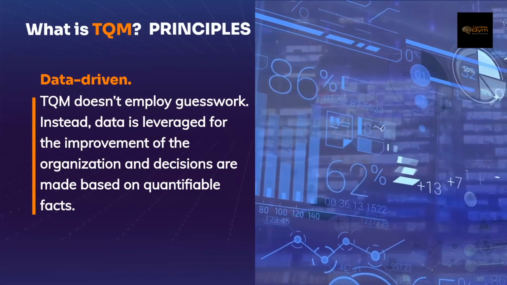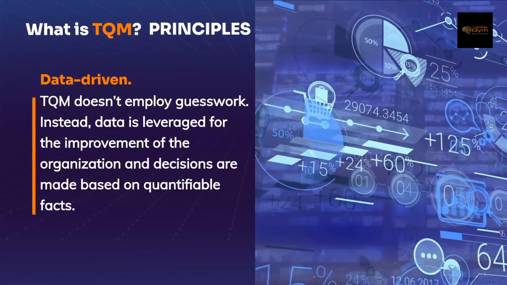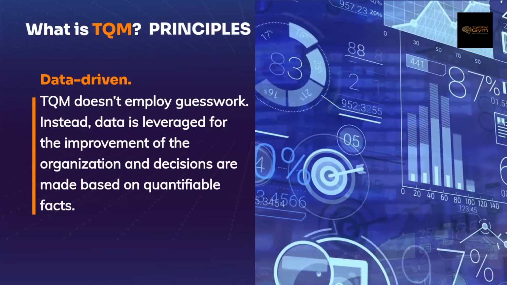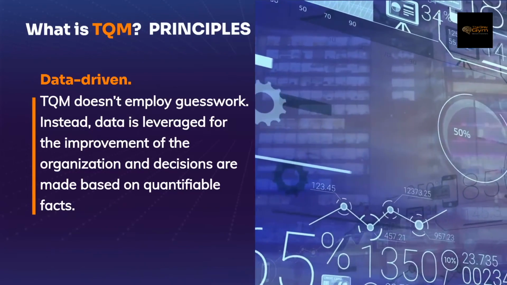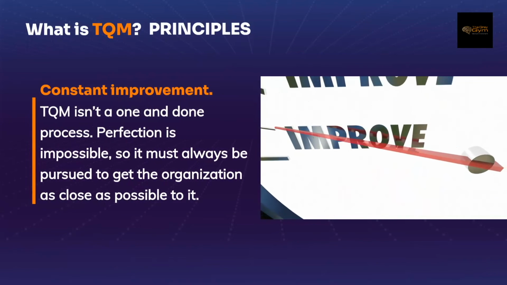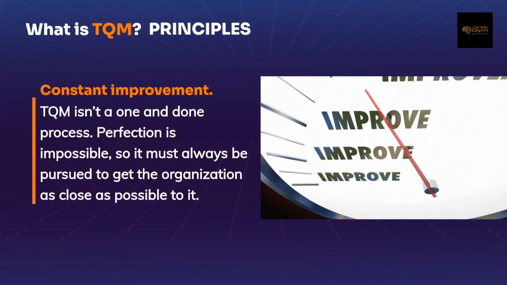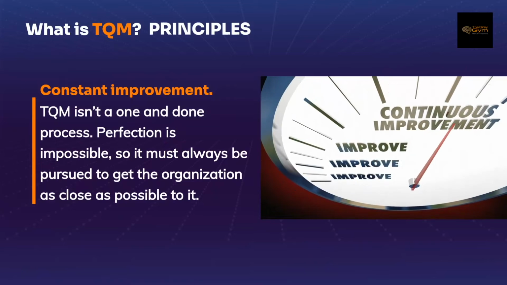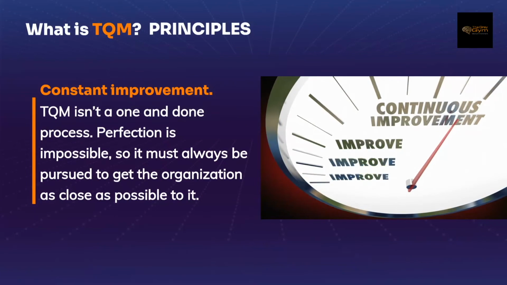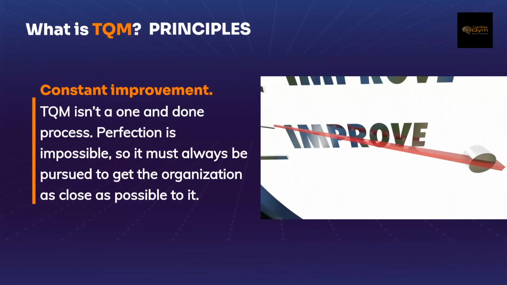Data-driven. TQM doesn't employ guesswork. Instead, data is leveraged for the improvement of the organization and decisions are made based on quantifiable facts. Constant improvement. TQM isn't a one-and-done process. Perfection is impossible, so it must always be pursued to get the organization as close to it as possible.